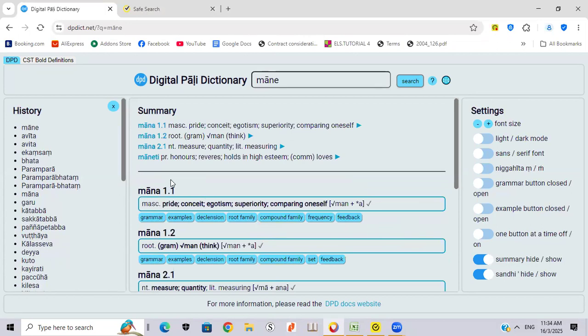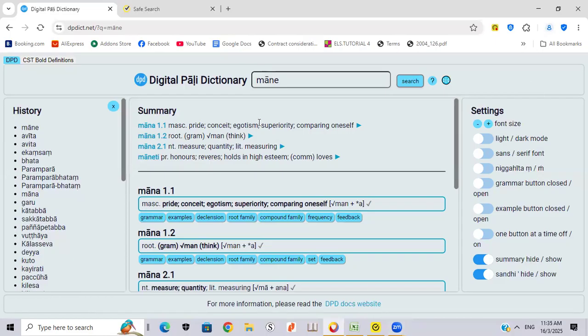If you look at the word here, maneti, this word maneti. If you use the word mana, it takes a different meaning. If you take maneti, it means this one: honor or reverence. So this is the word.